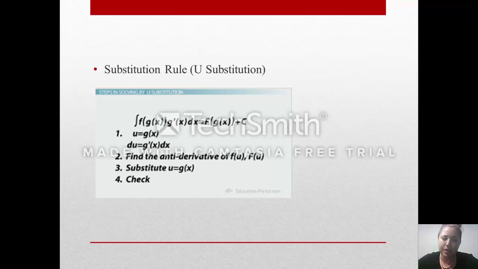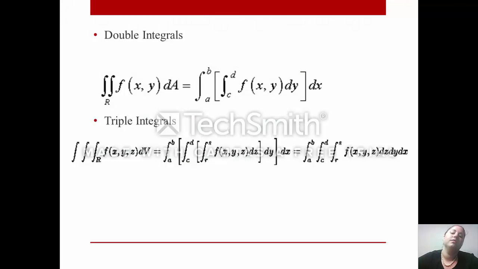We call it u substitution because we substitute u as your inside function, which is g of x. So du equals g prime of x dx. Your new integral is now f of u. Just take the antiderivative of f of u, which is big F of u, and then substitute g of x back in. Now you can check by taking the derivative of big F of g of x.